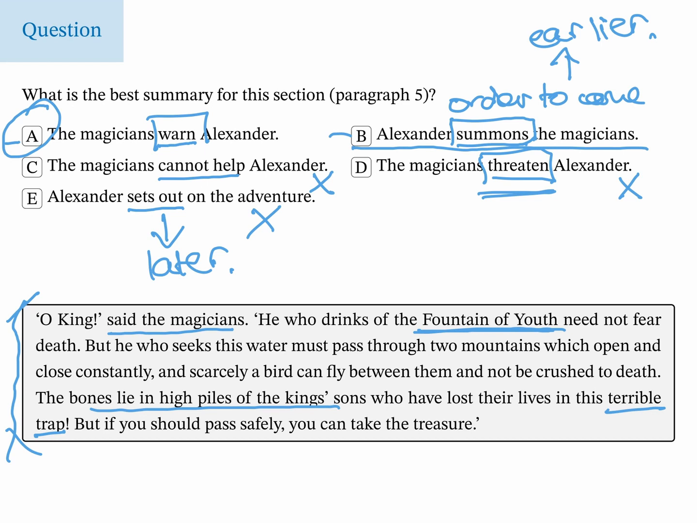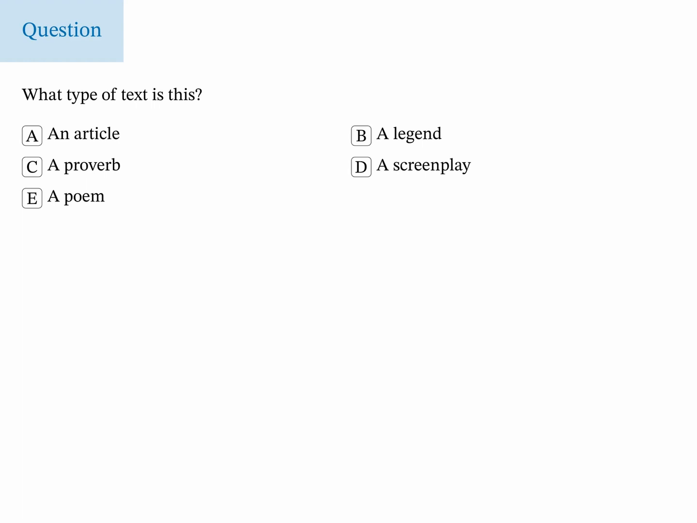Let's have a look at another question type. So a few more seconds. What type of text is this? Okay, and we've got some answers come in. We've got A, we've got B, and well done.